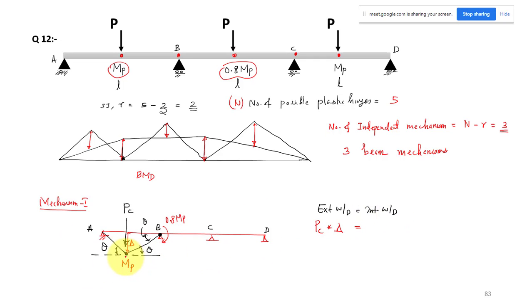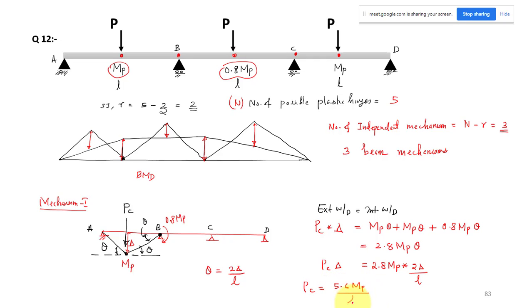The internal work done is MB theta plus MB theta plus 0.8 MB theta. So finally this will come to 2.8 MB theta, where theta is equal to 2 delta by L. So 2.8 MB into theta equals 2 delta by L, delta will cancel, and finally you will get your collapse load equal to 2.8 into 2, that is 5.6 MB divided by L. So this is my collapse load in mechanism 1.